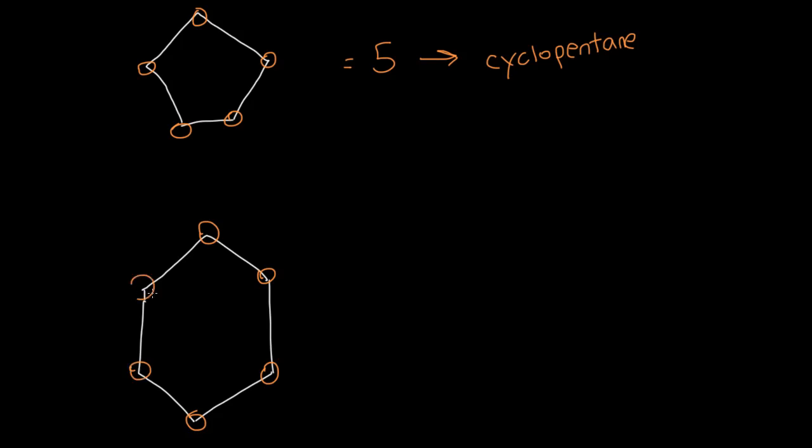This one we can go and we can count 1, 2, 3, 4, and 5. 5 carbons we associate with pentane, so the cyclo version would be cyclopentane. And now we get to the most popular one. 1, 2, 3, 4, 5, and 6.